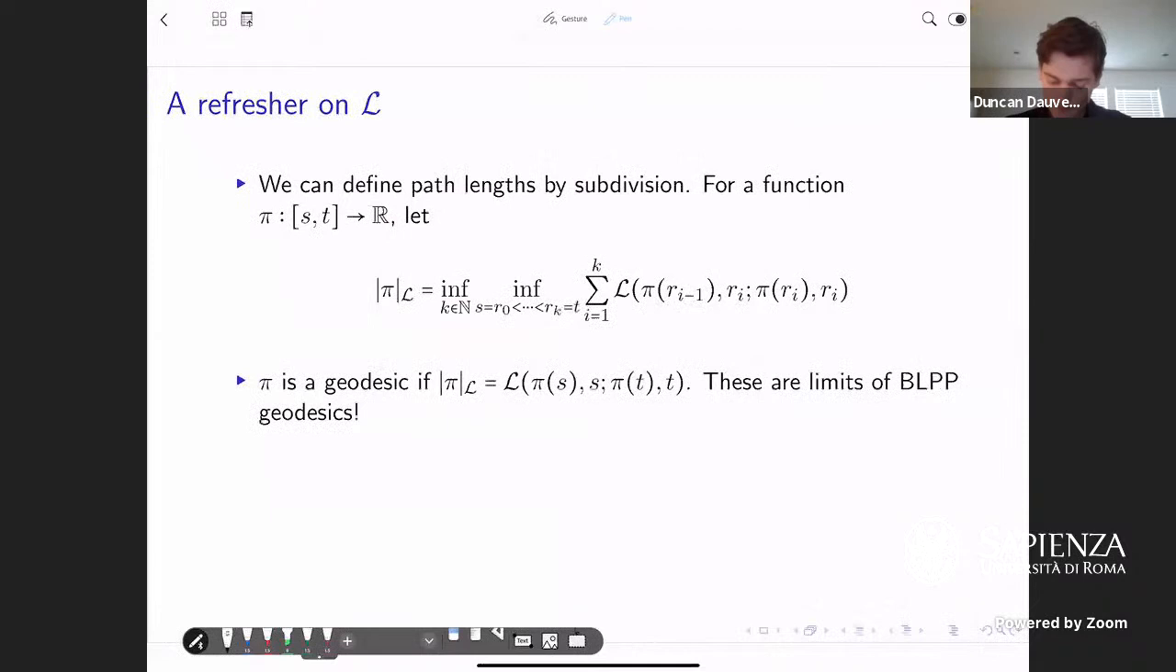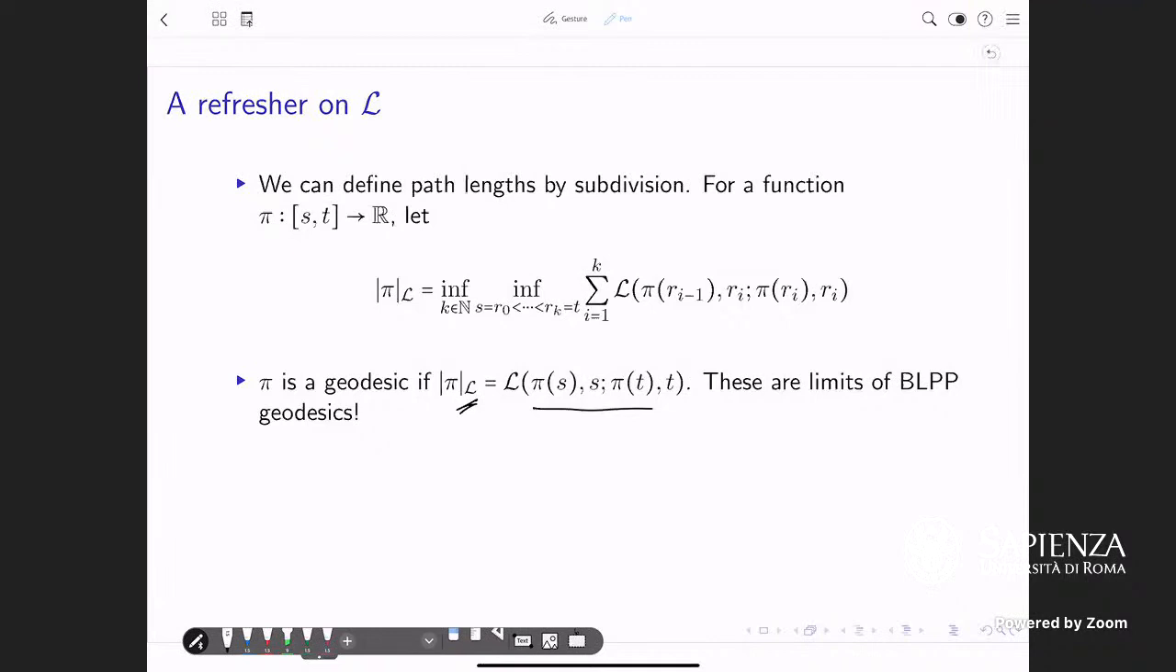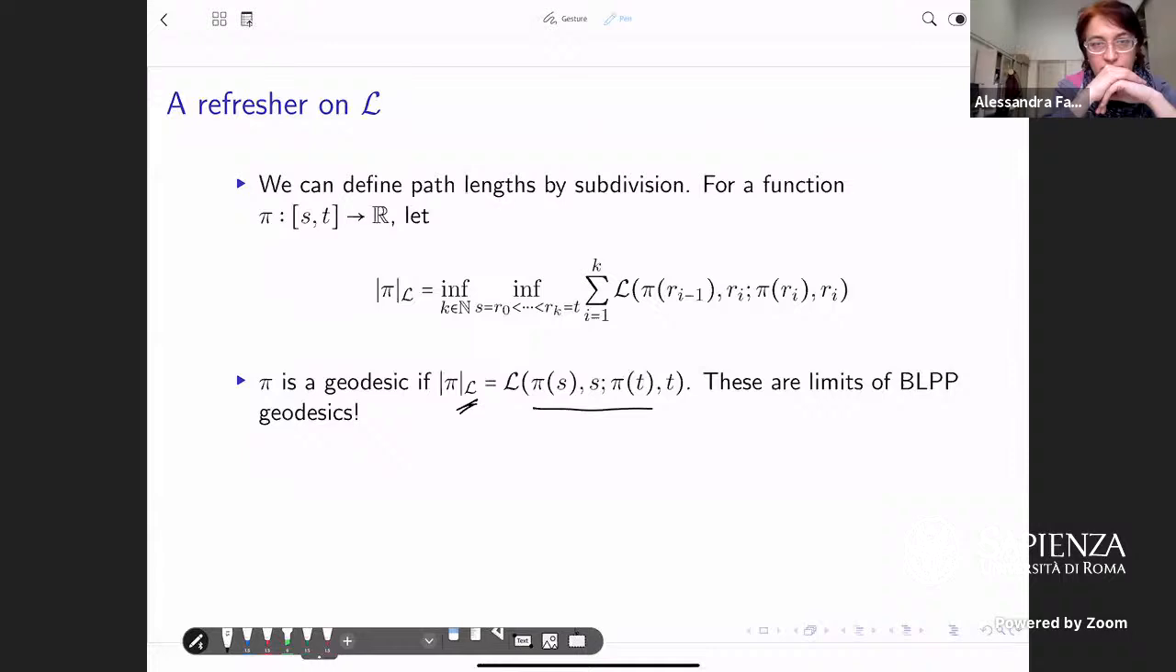Okay. So then when do we see a geodesic? A geodesic is just a path whose length is the distance between its endpoints. And this definition is reasonable. One way that we know that it's reasonable is these are exactly the limits of geodesics in Brownian last passage percolation. Or more generally, if you set up some model to converge to the directed landscape, these geodesics will be the natural limits of the geodesics in your pre-limit.